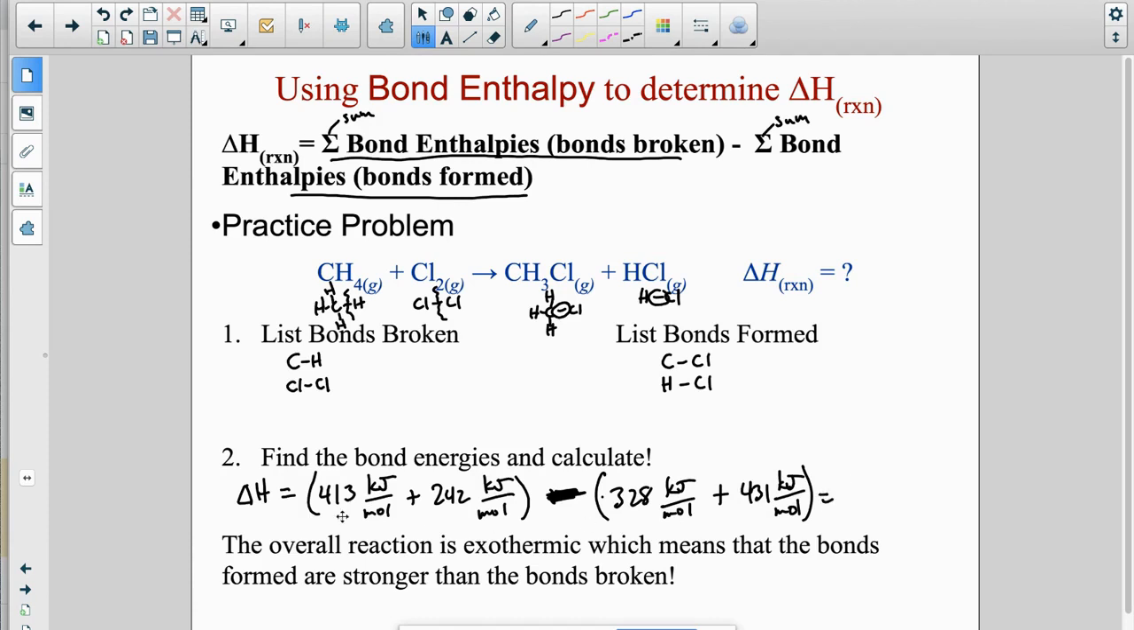So then just summing up over here, we get 655, and summing here, we get negative 759, and subtracting, we get negative 104 kilojoules per mole. This is an exothermic reaction, which means that the bonds formed are stronger than the bonds broken.